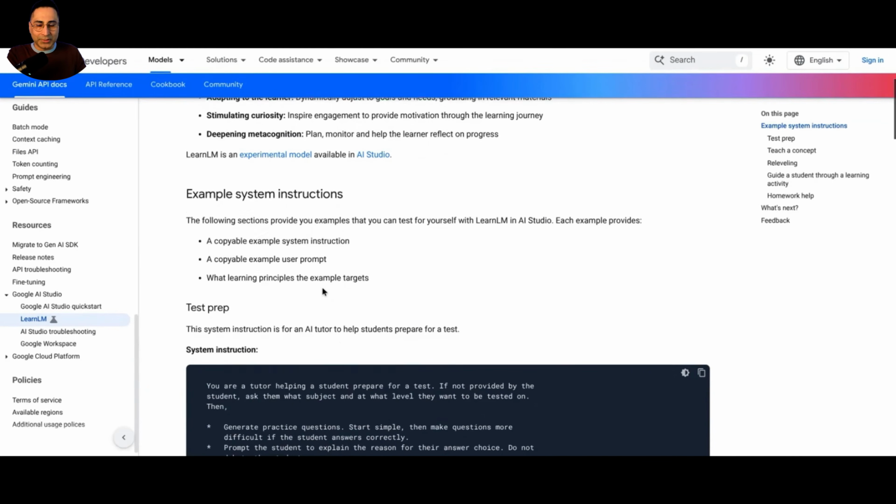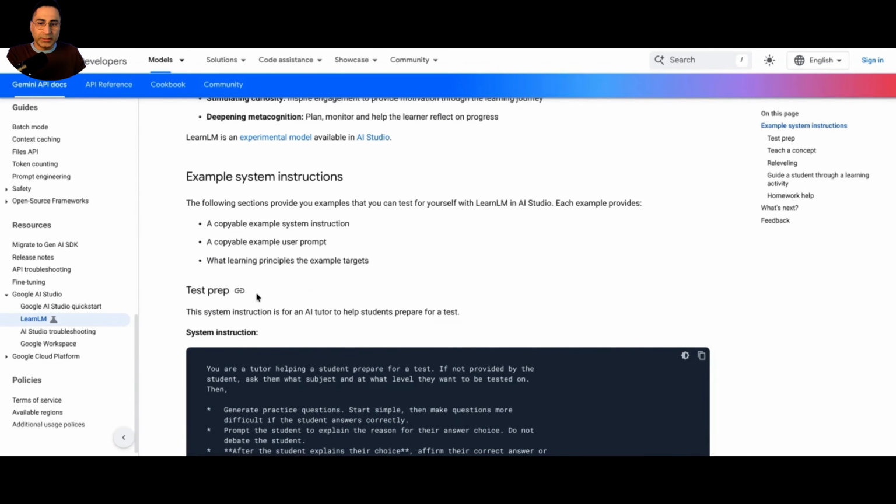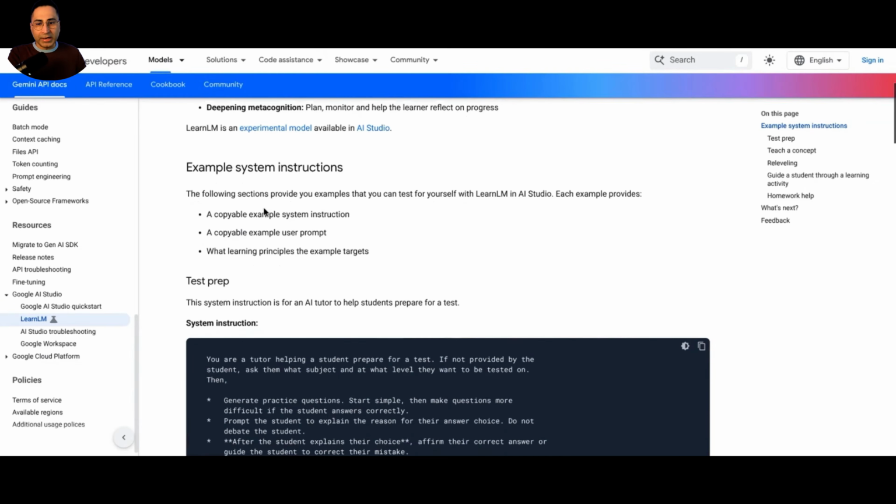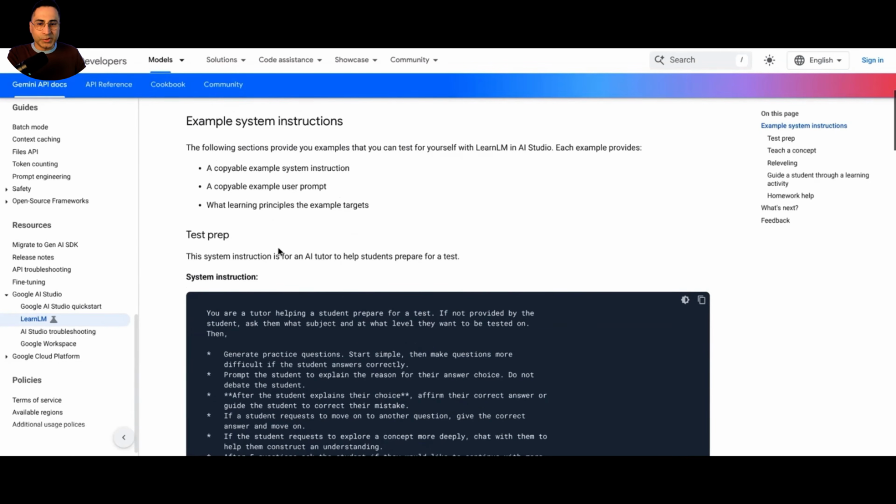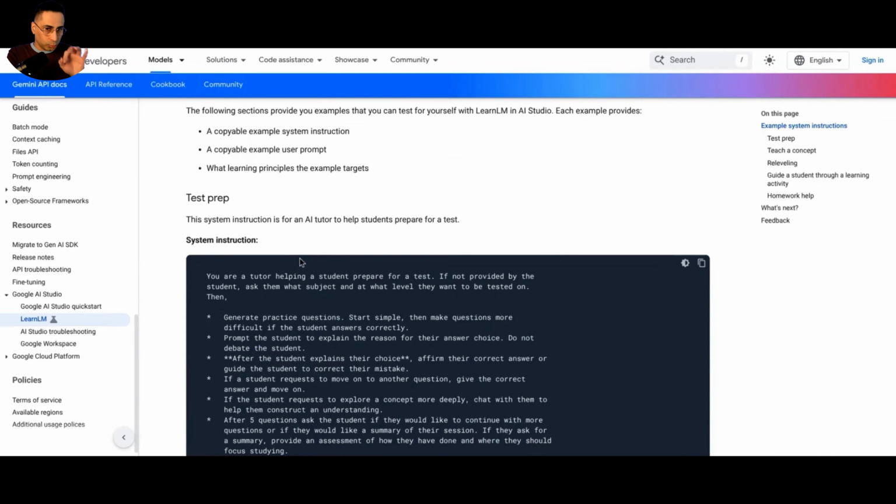So in order for us to best understand how to use this, we can look into some of the examples that they have already shared, right? So this is for you to use LearnLM to its maximum capability. A great idea would be for you to provide a very specific system instruction to the AI tutor, right?